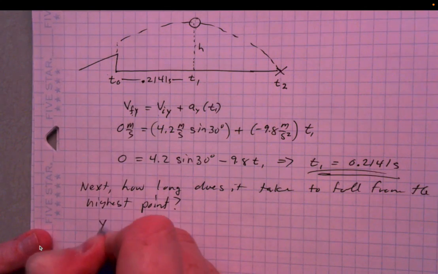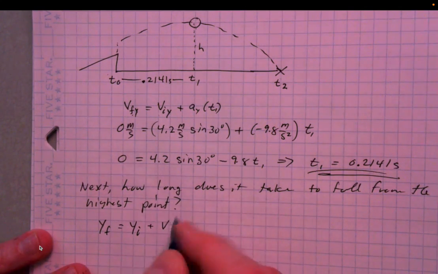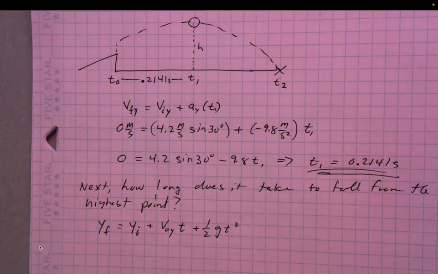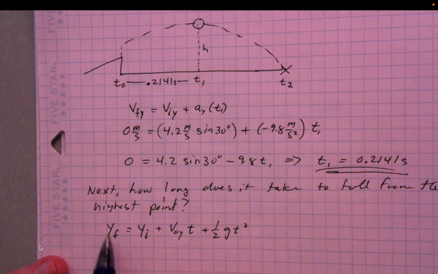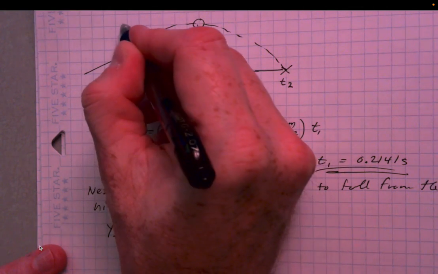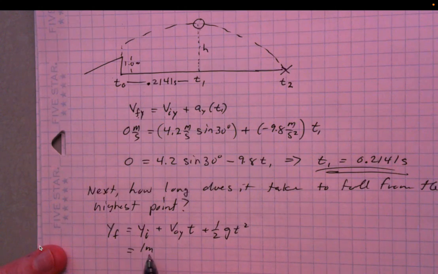So we could say y final equals y initial plus v naught y times t plus 1/2 gt squared. This will get us how high this is, the final y position. Okay, and that's just going to be a plug and chug, isn't it? So we put in 1 meter. We start at the top of the ramp, 1.0 meters up, and we go up to this height. So 1 meter plus, what's our initial velocity?